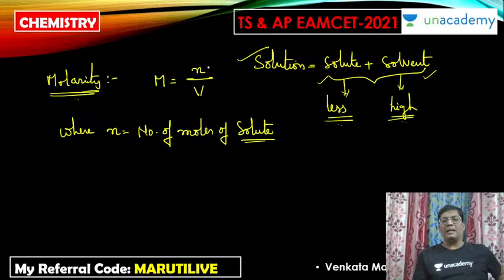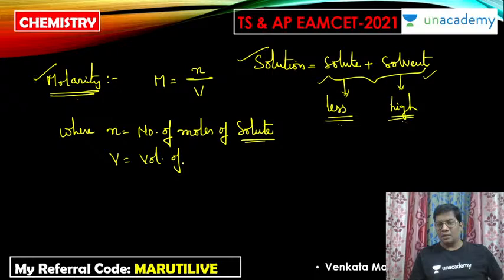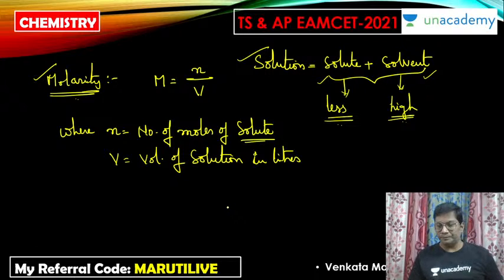If you want to calculate the concentration of a given solution with the help of molarity, capital M is equal to n by V. Small n is the number of moles of solute and V is the volume of the solution in liters. Very good, Ravati, super.